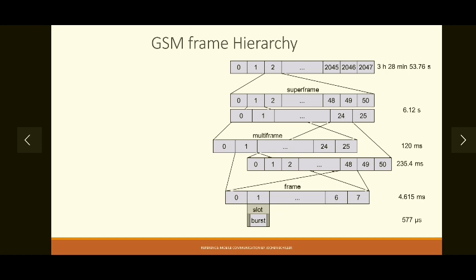In the next video we will see the protocol architecture, or protocols followed in GSM.